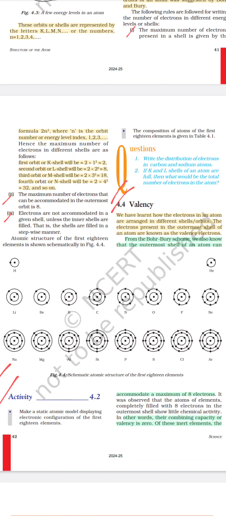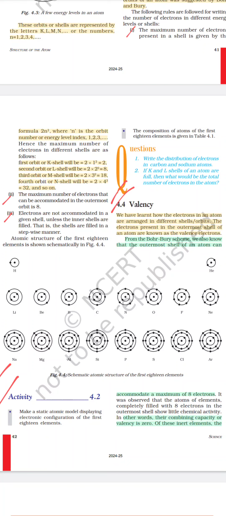Now, activity 4.2: make a static atomic model displaying the electronic configuration of the first 18 elements. The composition of atoms of the first 18 elements is given in table 4.1.